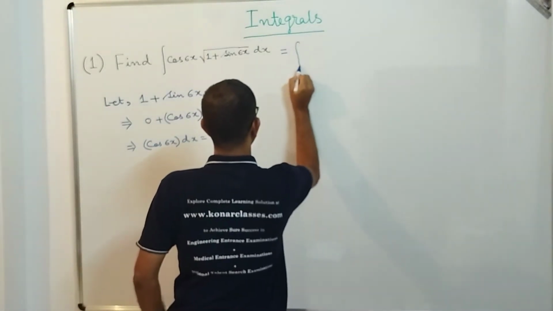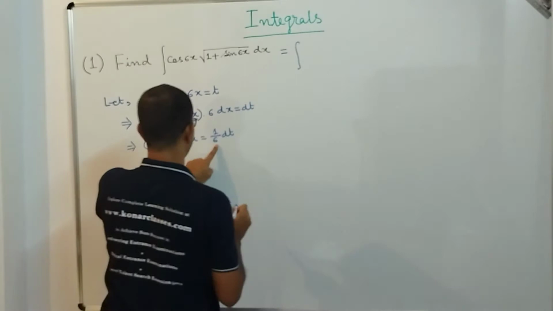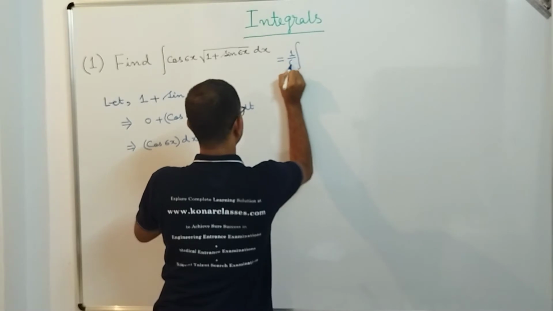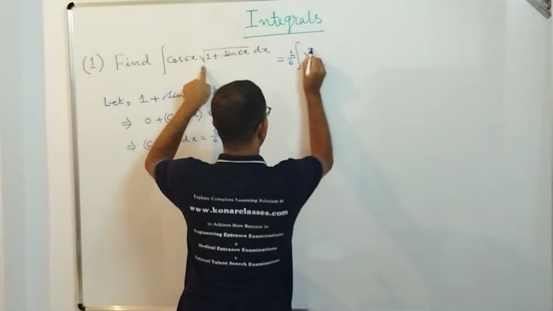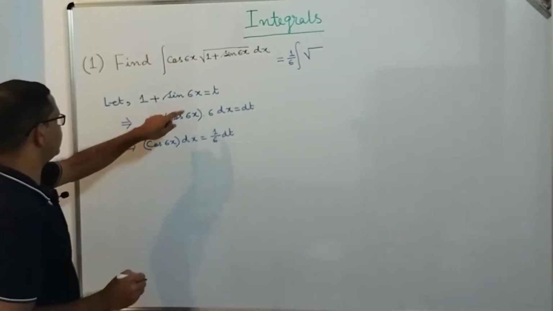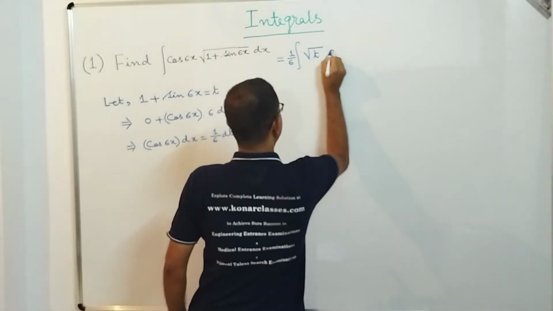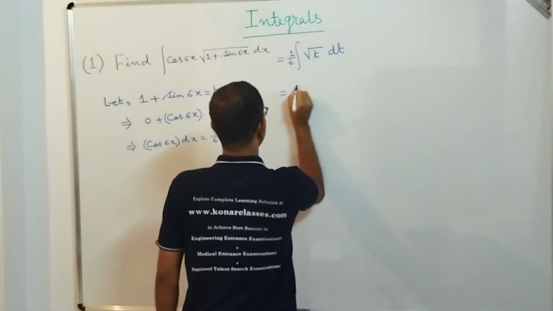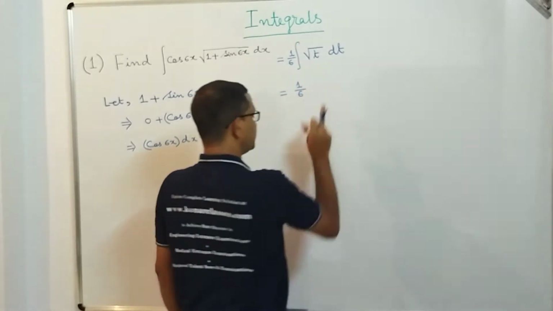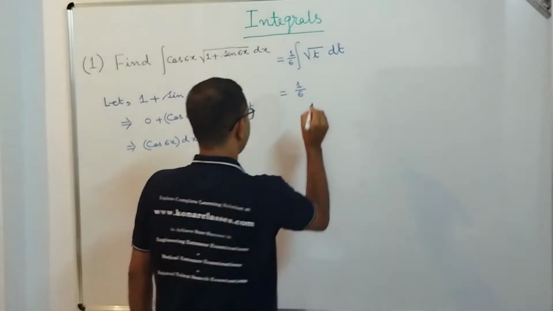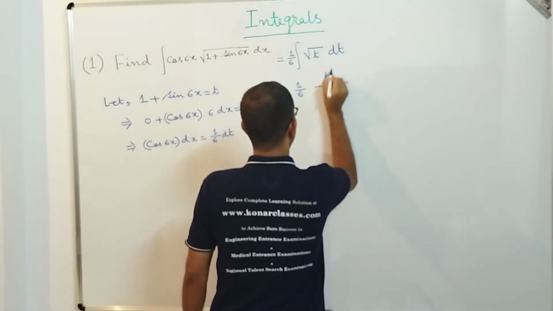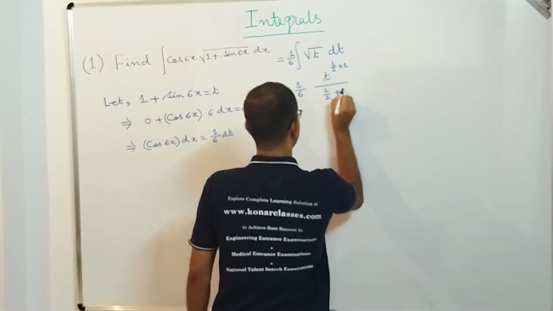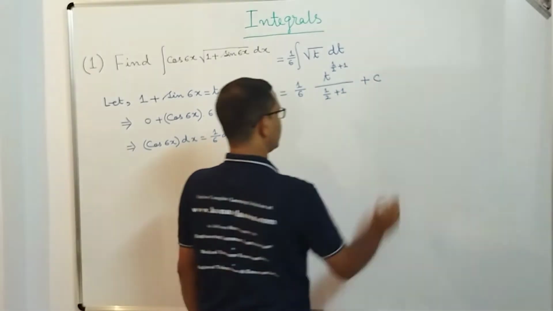So from here we can write the integration. cos 6x dx is 1 by 6 dt, so we can bring that 1 by 6 out of the integration, then square root of 1 plus sin 6x. 1 plus sin 6x is t, so square root of t dt. That is equal to 1 by 6 times t to the power 1 by 2 dt, which is t to the power 1 by 2 plus 1 divided by 1 by 2 plus 1, plus the integrating constant c.